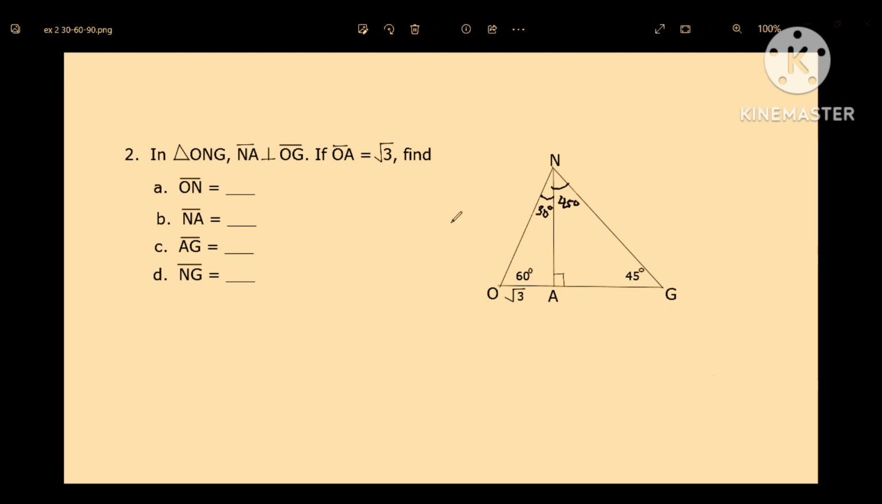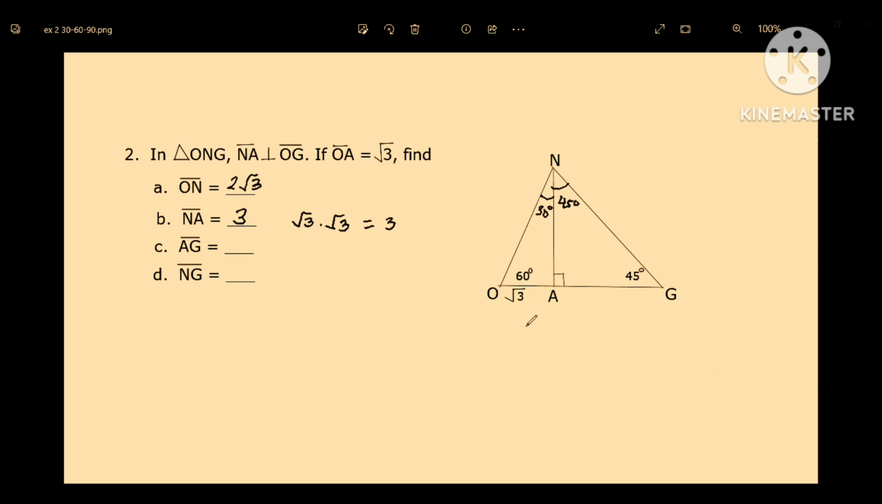Letter A, ON. So what is ON? So ON is the hypotenuse, which is twice the length of the shorter leg. So since the shorter leg is equal to square root of 3, then the hypotenuse must be twice, no? That's 2 square root of 3. Multiply lang ng 2, no? Now, how about NA? NA is the longer leg. So this is equal to the shorter leg times square root of 3. So that is square root of 3 times square root of 3. Then this must be equal to 3, no?